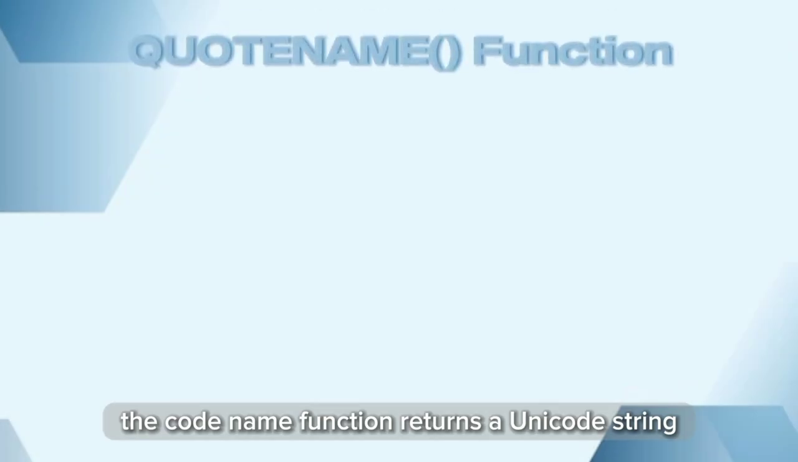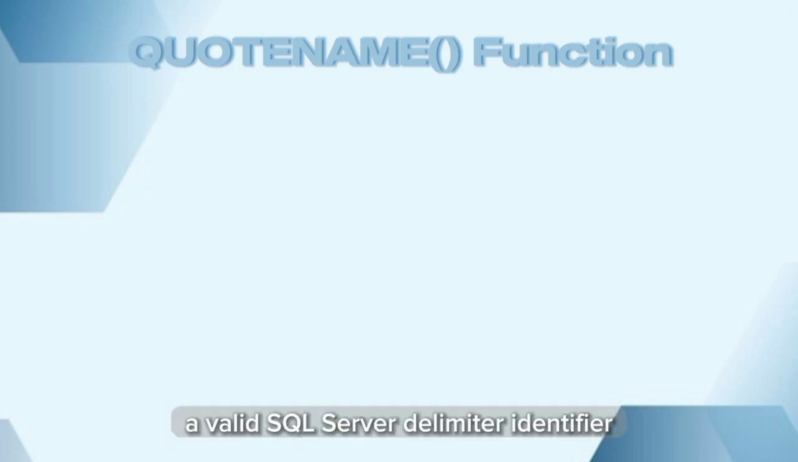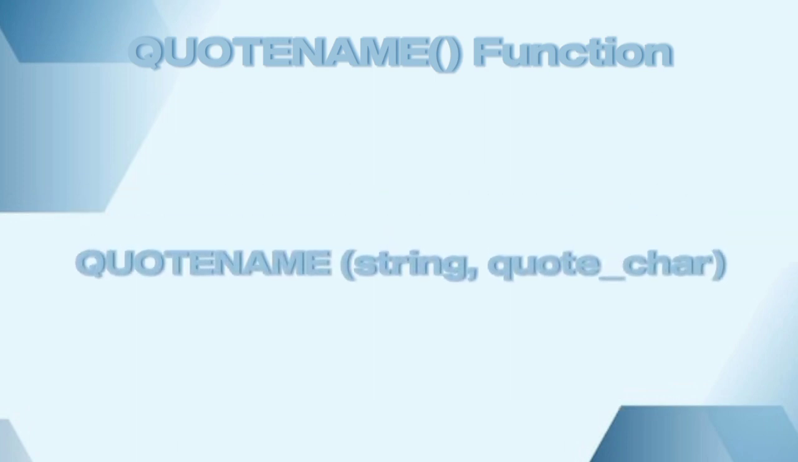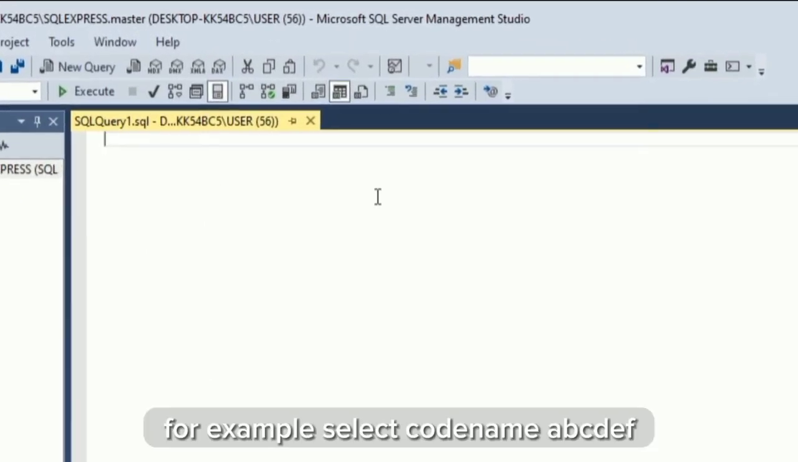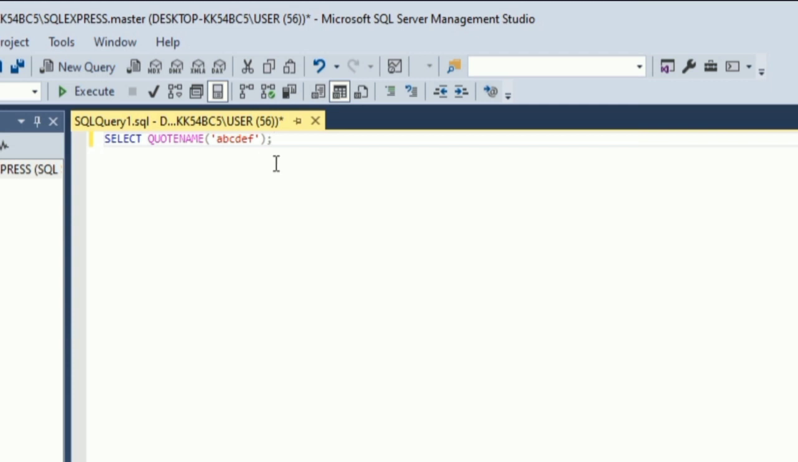The QUOTENAME function returns a Unicode string with delimiters added to make the string a valid SQL Server delimited identifier. Syntax: QUOTENAME, open parenthesis, string, comma, quote_char, close parenthesis. For example, SELECT QUOTENAME('ABCDEF'). This returns a Unicode string with bracket delimiters.